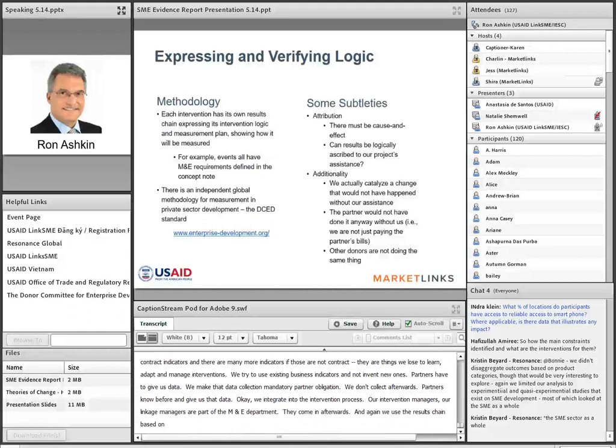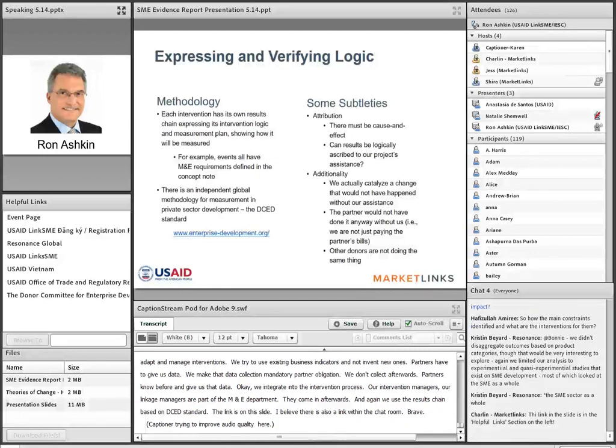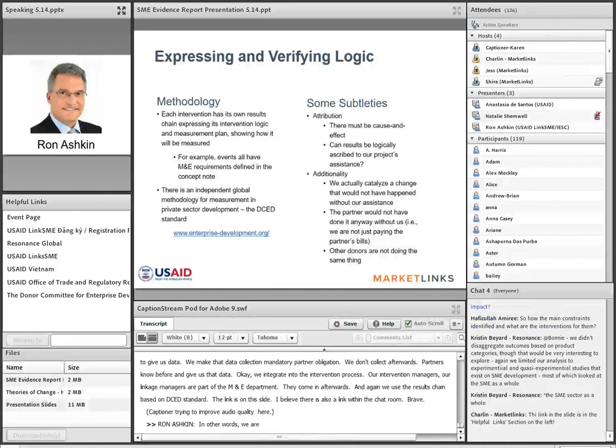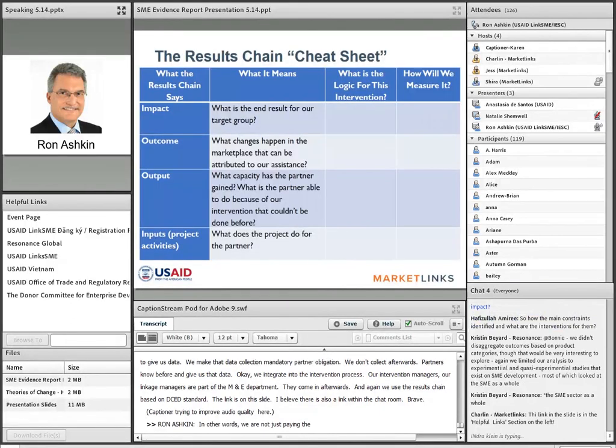Again, we use a results chain that's based on the DCED standard. The link is on this slide, and I believe there's also a link within the chat room. And we pay attention to a couple things. Attribution matters. There has to be cause and effect. Can we logically ascribe what happens to our project? So we don't want to claim attribution for something that had nothing to do with us. Second, is there additionality? Are we actually doing something the partner would not have done without us? In other words, we're not just paying the partner's bills.